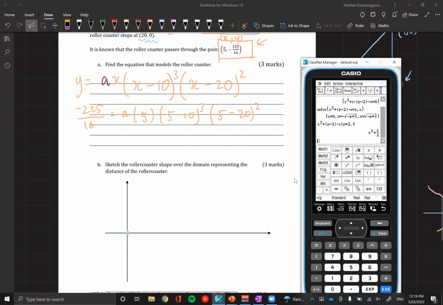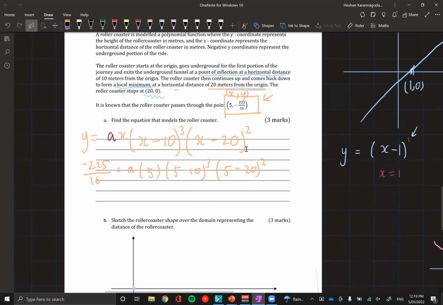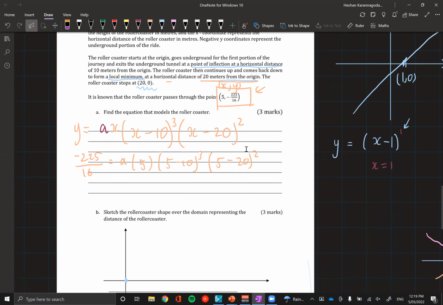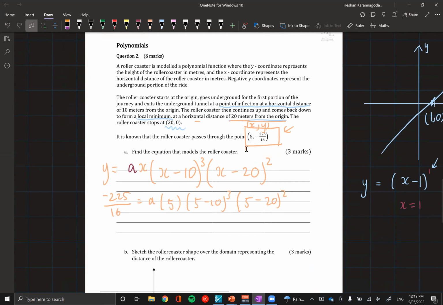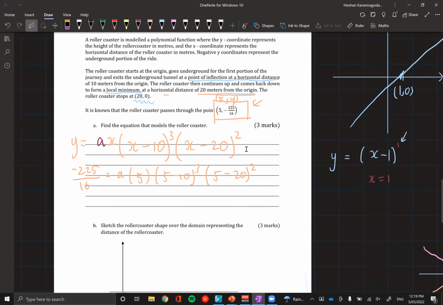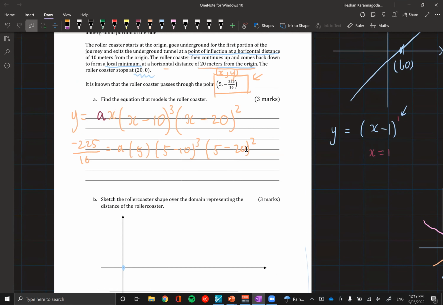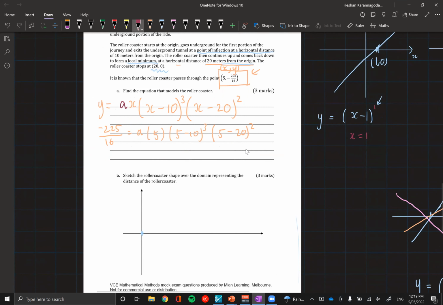Okay, yeah. So we know that we start at the origin, right? So if I was to just sketch this off the top of my head, I might just use this graph over here. So they say that we start at the origin, we go underground for the first portion of the journey, and then we exit at a point of inflection. We go up and then we come back down to form a local minimum like that, right?